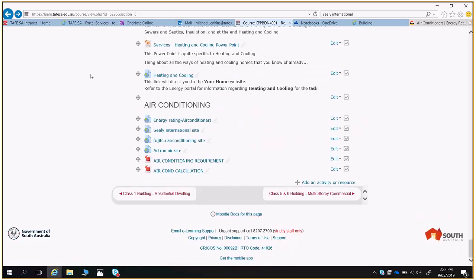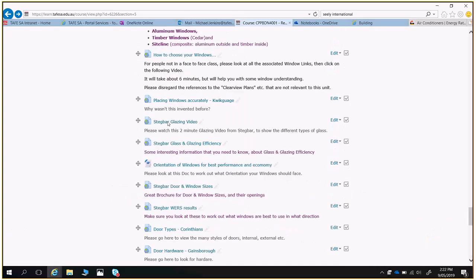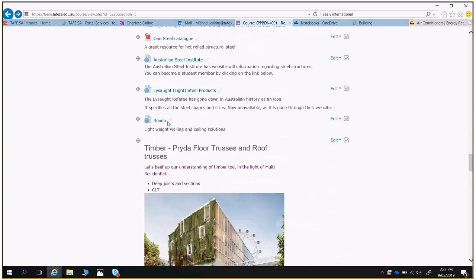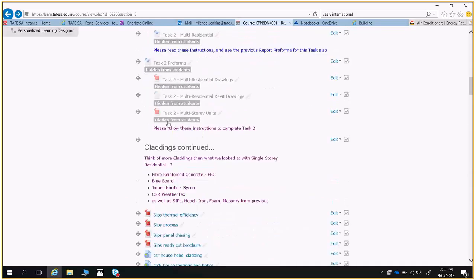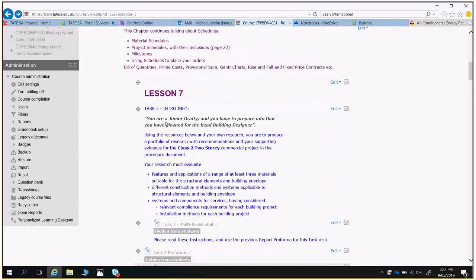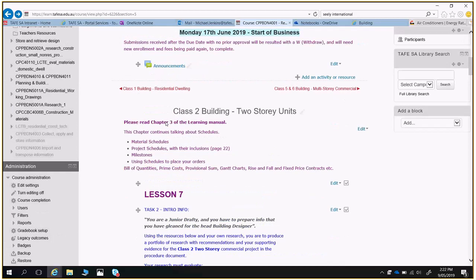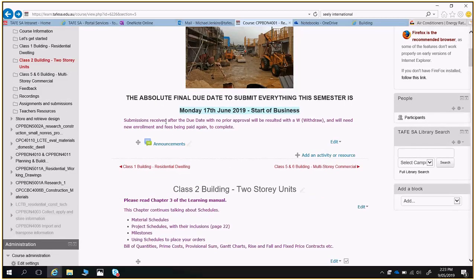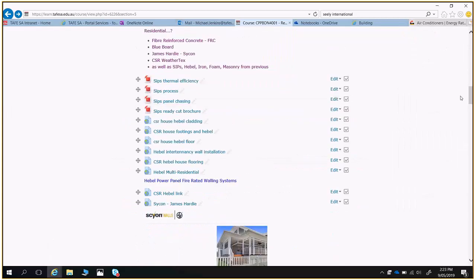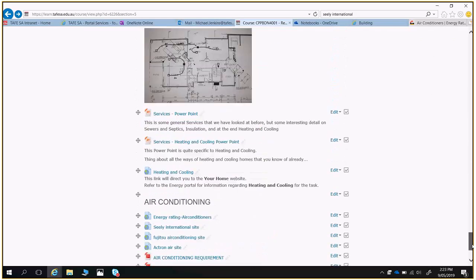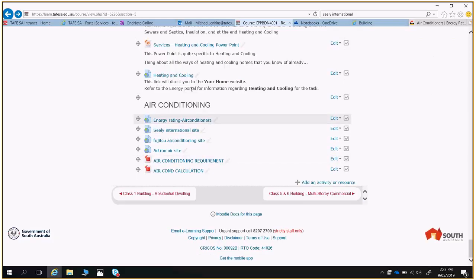What I'd like to draw your attention to just quickly is that today I've added a section within services, right at the end of section 2. We've got section 1 for single residential, section 2 for multi-residential, and then section 3 for commercial. So right at the end of that I've added a section for air conditioning underneath services.